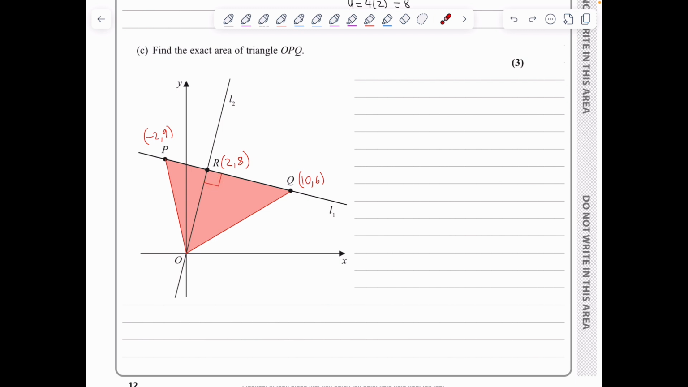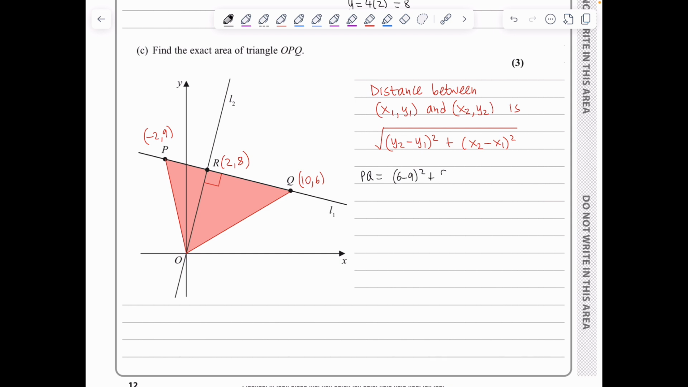Well, let's remind ourselves that the distance between 2 points is given by the square root of (y2 minus y1) squared plus (x2 minus x1) squared. So the distance PQ here is going to be equal to the square root of (6 minus 9) squared plus (10 minus negative 2) squared. This gives an answer of 3 root 17. This is the base of the triangle.